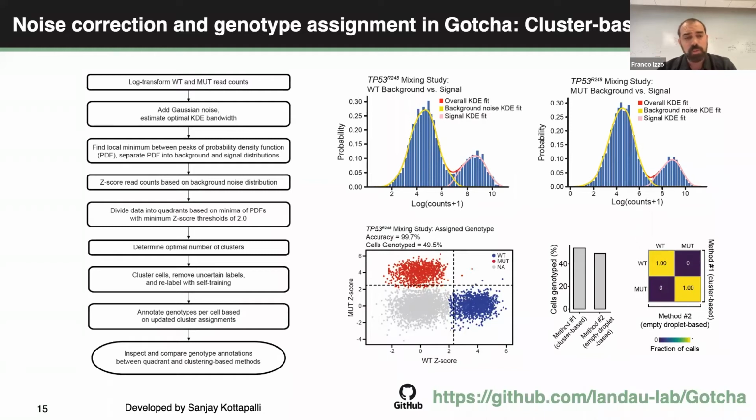Of note, we also developed an alternative approach using empty droplets to estimate background noise. And we saw that this method had a slightly decreased efficiency, although it was very consistent with the new method as well. But it had one small caveat: it had increased difficulty in detecting heterozygous calls. So we stick to the first method based on the bimodal distributions for the rest of the paper.